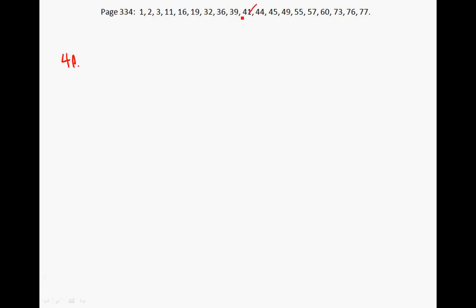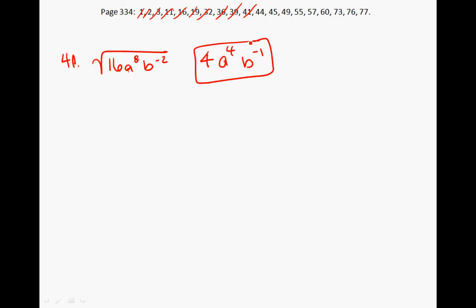Okay, so 41 is the next problem that we want to look at. And for 41, we have the square root of 16 a to the 8th b to the negative 2. Okay, and this is pretty straightforward. We're taking the square root. So the square root of 16 is 4. Square root of a to the 8th would just be a to the 4th. I divided by 2. And then b to the negative 2 would become b to the negative 1 because you divide it. And then that would be your answer.